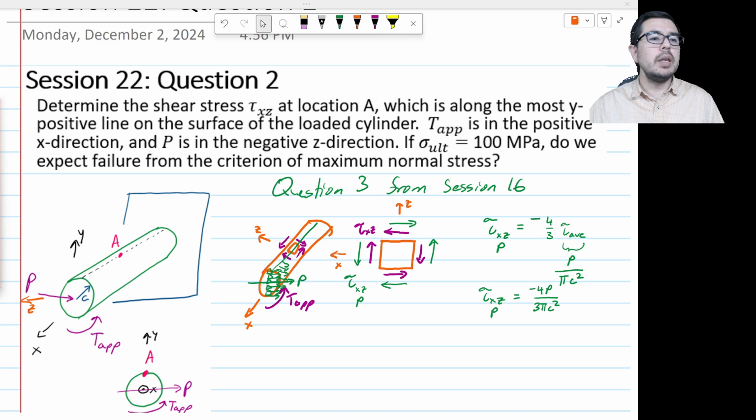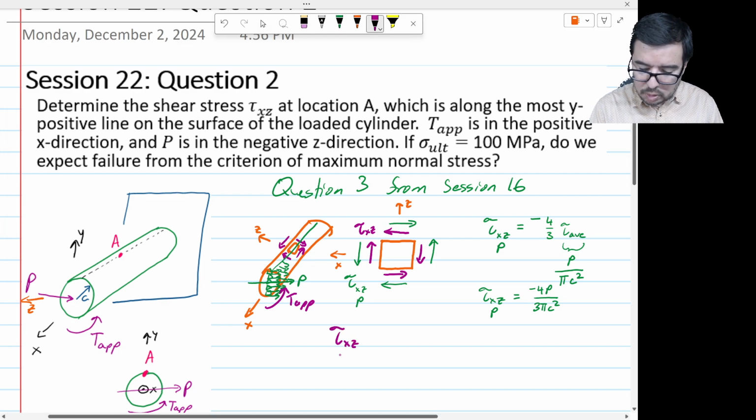Now, what about the other shear stress due to T_app? So we have T_app here. Well, that's going to be, as we say in New Jersey, referencing our friends at TCNJ, the torque times c, the radius, divided by the polar moment of area J. So this is the tau xz due to T_app.